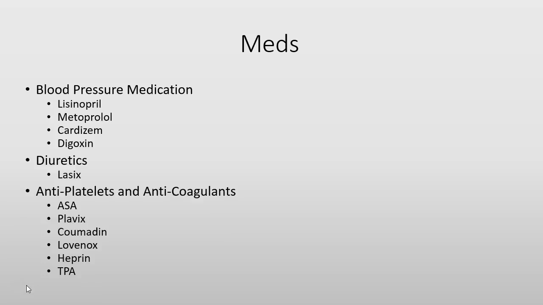Antiplatelets and anticoagulants. You have aspirin, which you can give patients that are having a myocardial infarction, or as a dose of 81 milligrams baby aspirin every day, just to kind of prophylactically keep them from having a heart attack and keep their blood thin. The patient might also be on Plavix, which will also thin their blood.